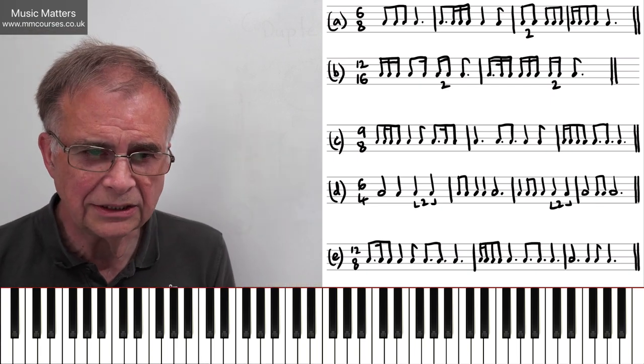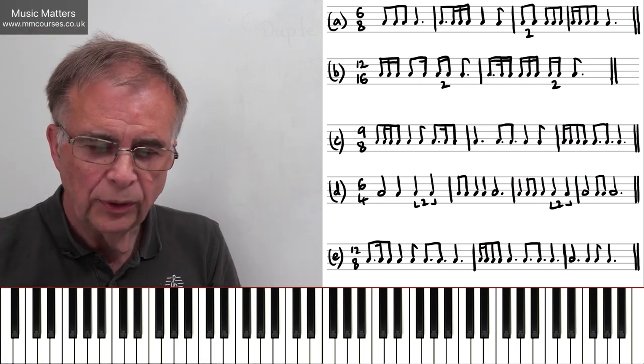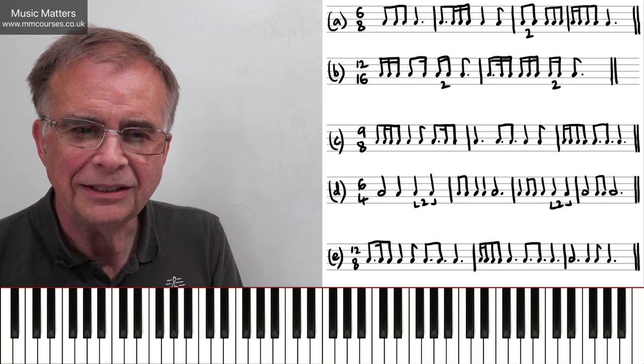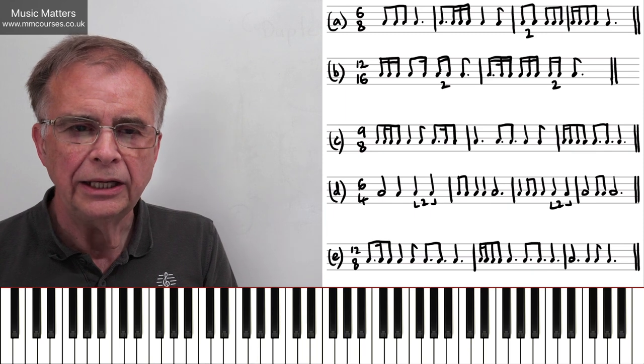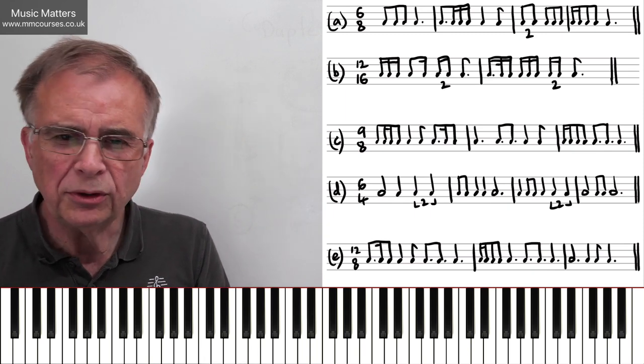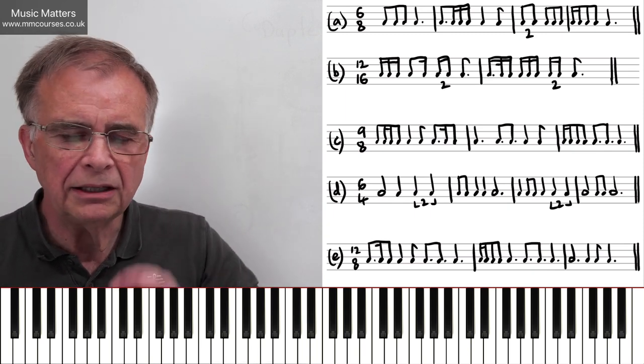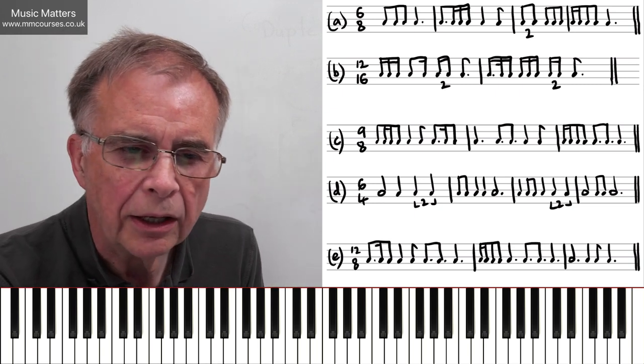1, 2, 3, 4. Okay, great stuff. Well, as always, replay as many times as you need to. For now, we're going to move on to rhythm C in 9-8. Again, I wonder if you can just look at the beaming and see visually where the beats are.